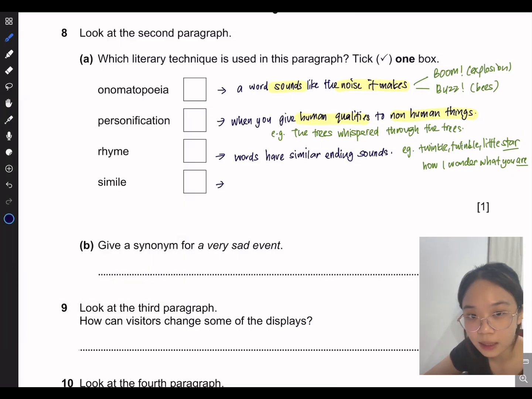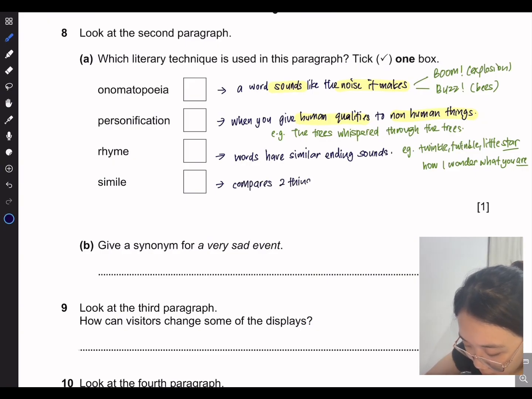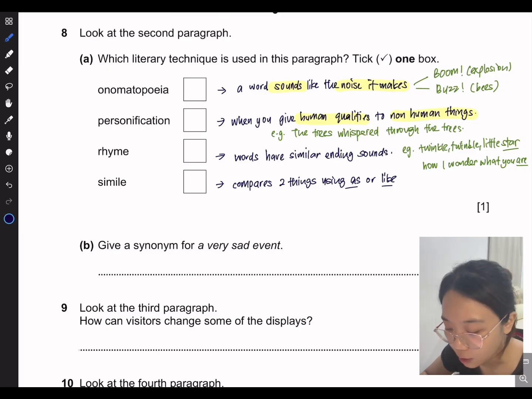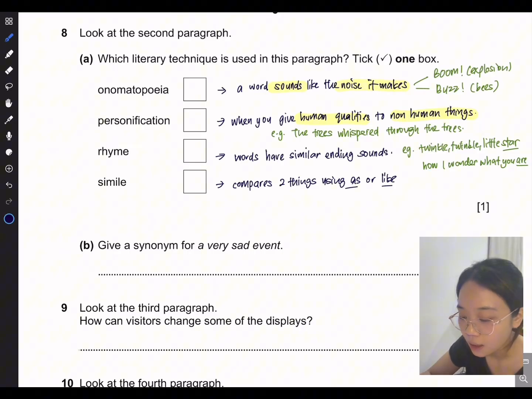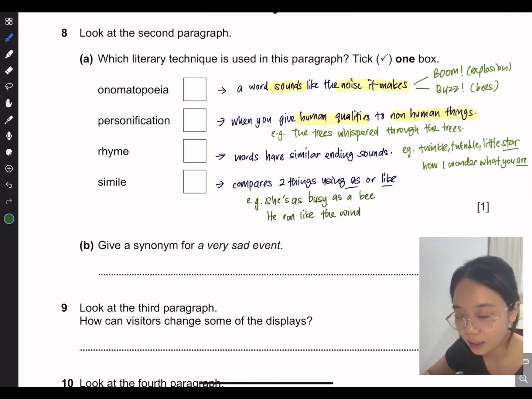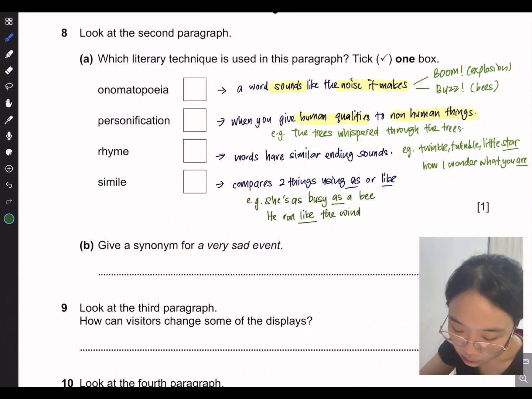The last one is simile. Simile compares two things using as or like. Simile is actually very easy to identify because when you see sentences that use as or like, that is definitely simile. So for example, she is as busy as a bee. So that is simile. Okay, he ran like a wind. That is simile. So let us look at the second paragraph to see which technique is being used.